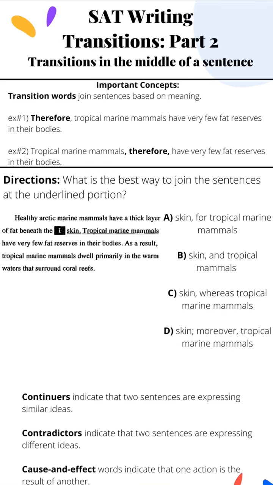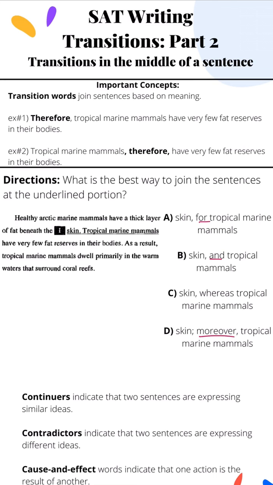So sometimes the SAT will ask you to pick the best transition to combine two sentences into one. So you'll need to understand the context of the entire passage in order to pick the most appropriate transition word. In the previous version of this example, we agreed that we need a contradictor transition word, so let's pick one from our answer choices. The transition words in A, B, and D, for, and moreover, are not contradictors.